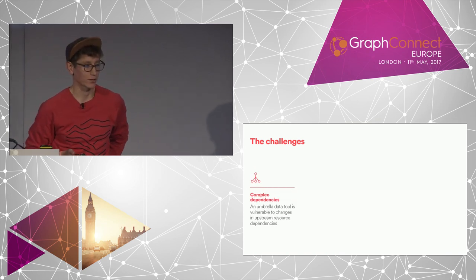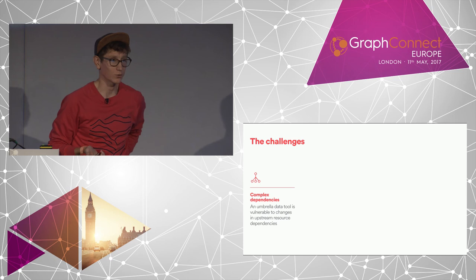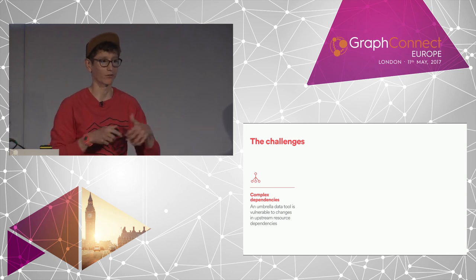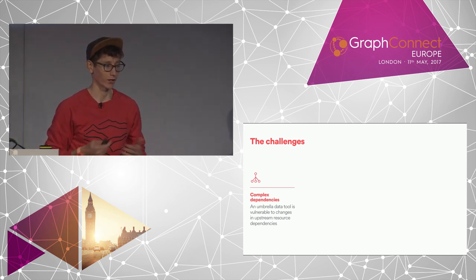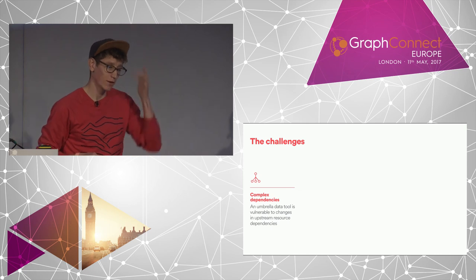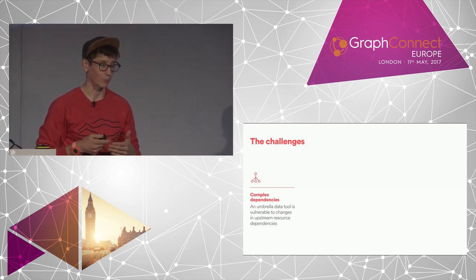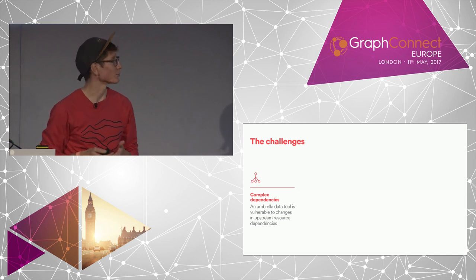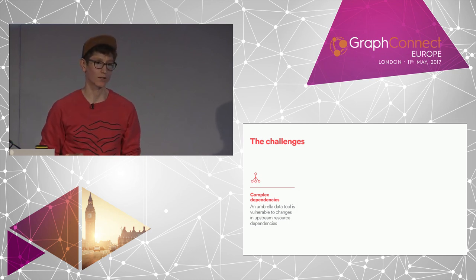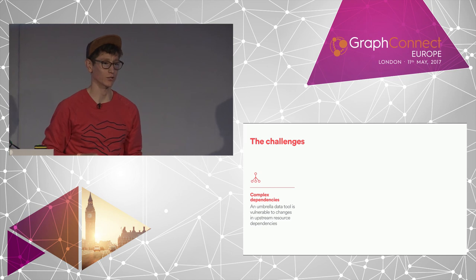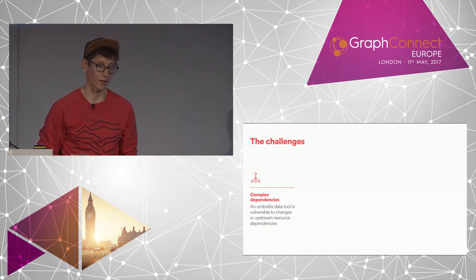The first of which is that, again, we're an umbrella data tool. We're trying to bring together all of our silo data tools and generate a picture of the overall ecosystem. The problem with this is that any umbrella data tool is vulnerable to changes in the upstream dependencies. This could include things on the back end, like schema changes, which could break our graph generation, or URL changes, which would break the front end.